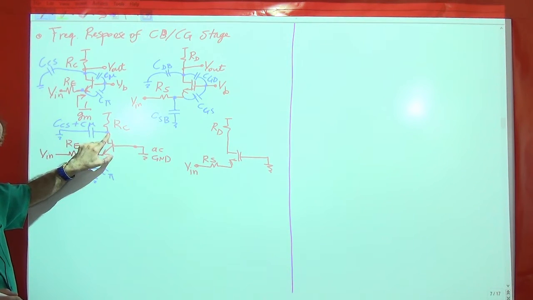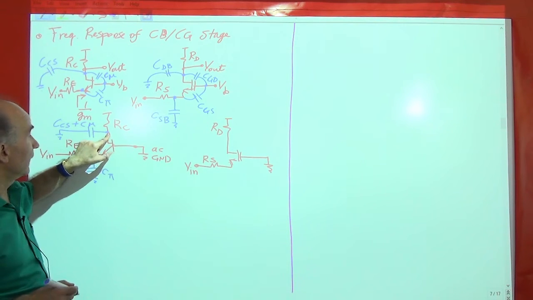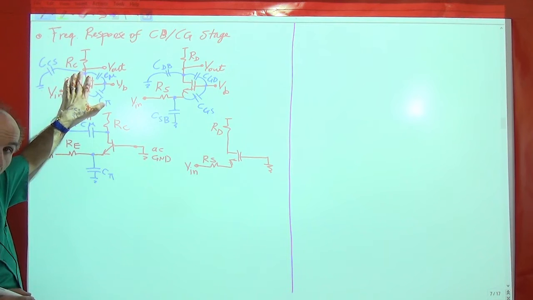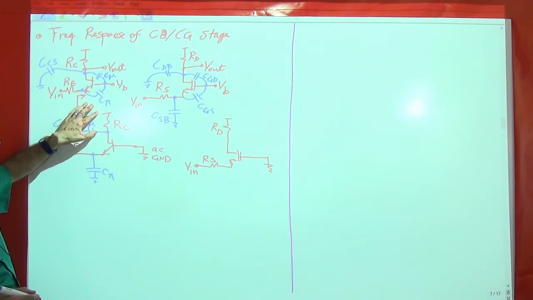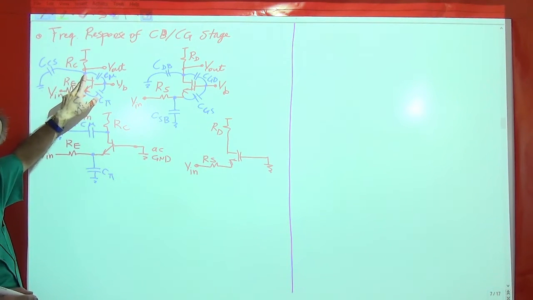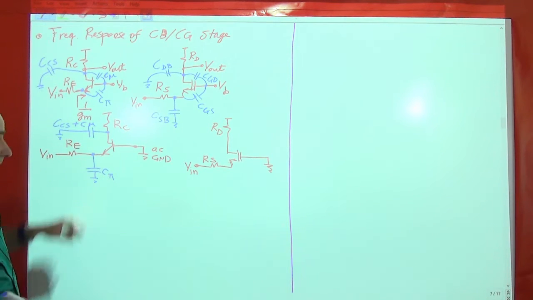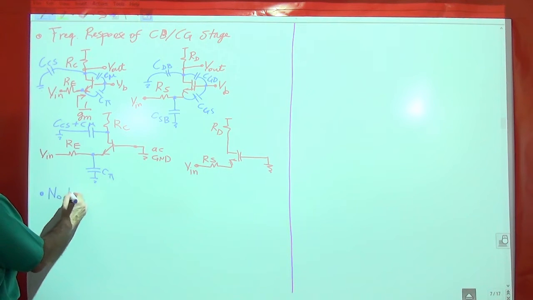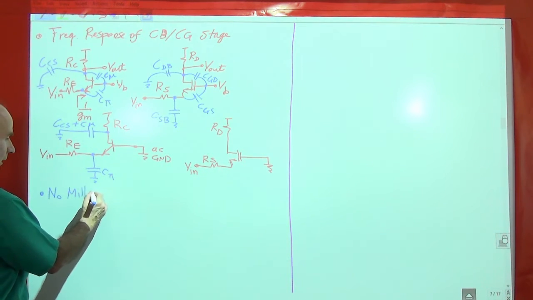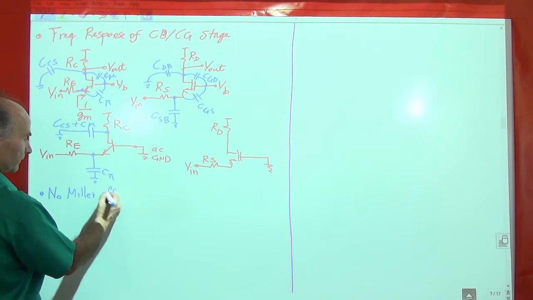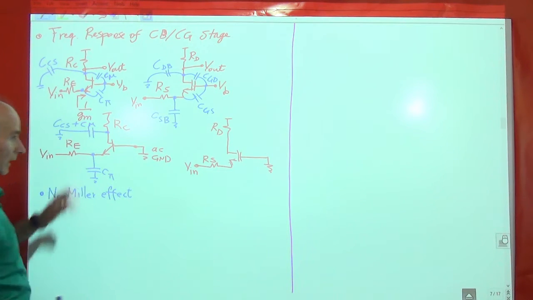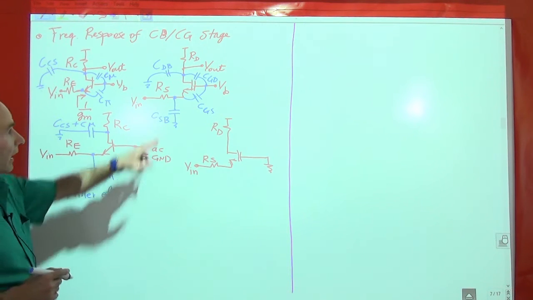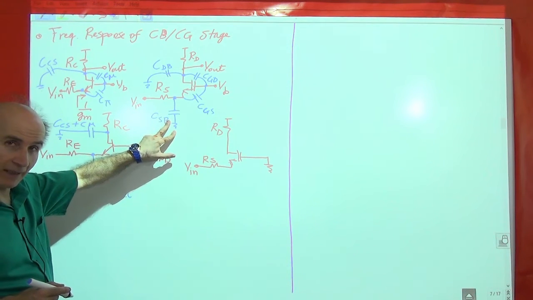And if you remember, we also asked ourselves, is there Miller effect in the common base stage? And the answer was no, because we don't have any capacitance going from the input to the output. So there's no Miller capacitance, right? So this is the important result. So no Miller multiplication, no Miller effect, either here or here, right? There's no Miller effect.